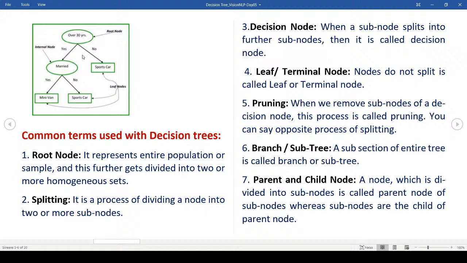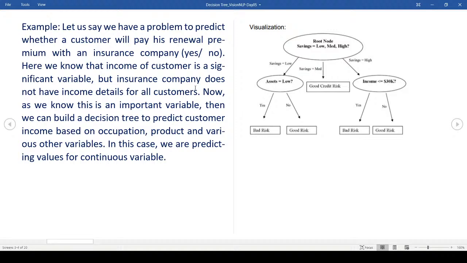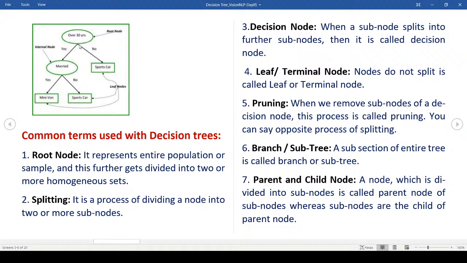Over 30 years, suppose this is a root node, and this is your branch node. First we split into two different groups, one is yes or no. When we talk about the root node, it means where it originated, and the internal node is where we have the branches. All right, yes or no: if you are a 30 year old, what is your preference?